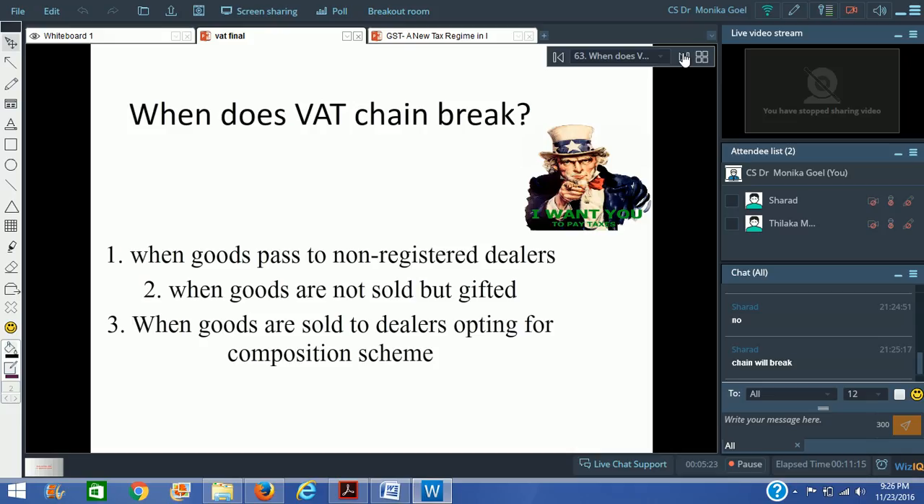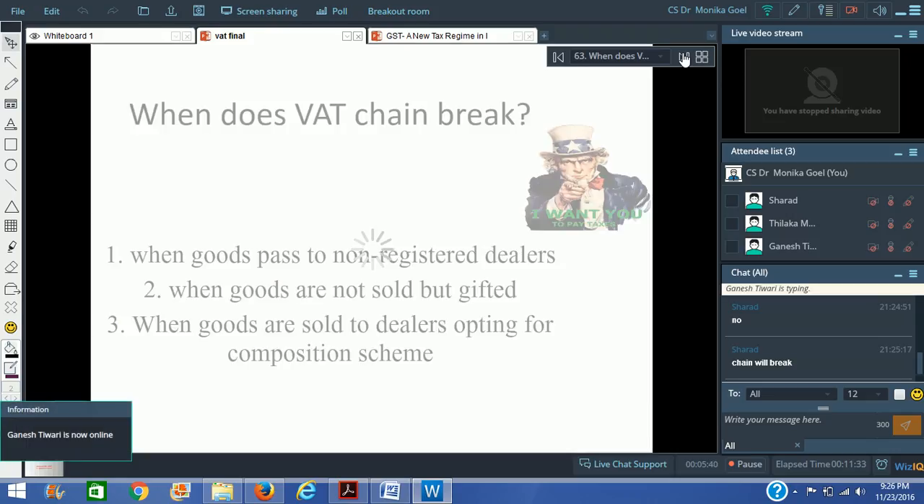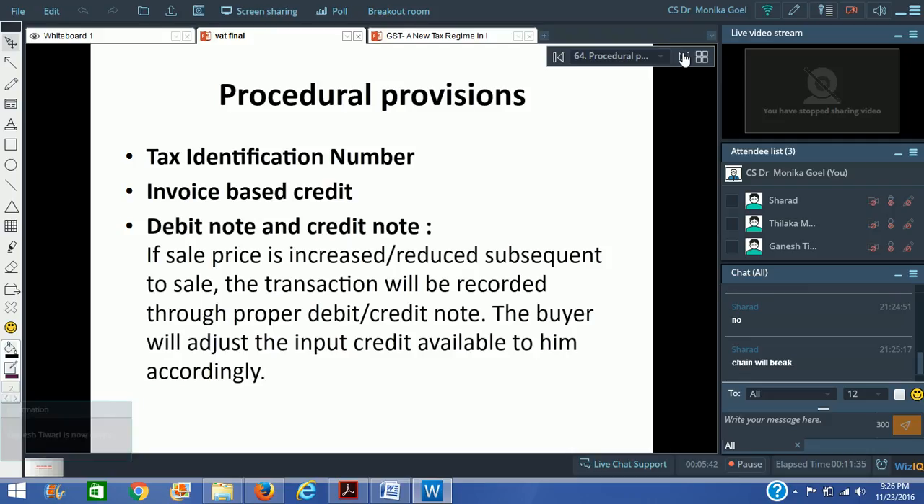Now, what are the other situations in which the VAT chain breaks? One, when the goods are passed on to non-registered dealers, because they cannot take the input credit. Similarly, when the goods are not sold but gifted, the input tax credit cannot be availed. Or when the goods are sold to dealers who are opting for the composition scheme.